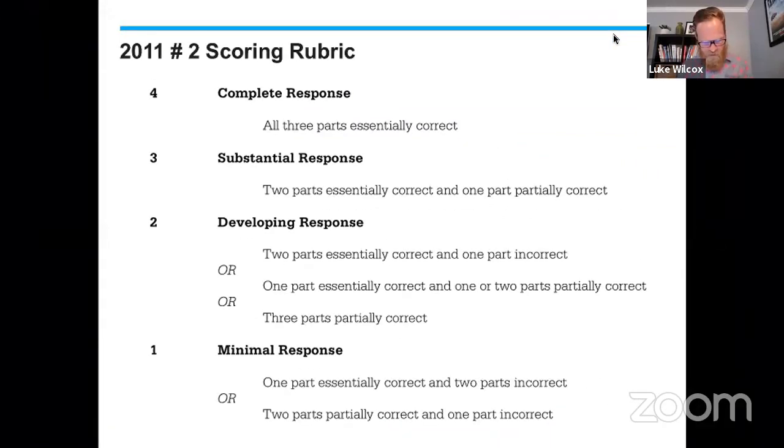Pretty standard rubric here. You can see if you got all three parts essentially correct, that's what you need in order to earn a 4. A 3 would be 2 parts essentially correct and 1 part partially correct. And then there are several different ways of getting a 2 and a couple of different ways of getting a 1 there. Now, it is also possible to get a 0 if you don't meet any of this criteria.